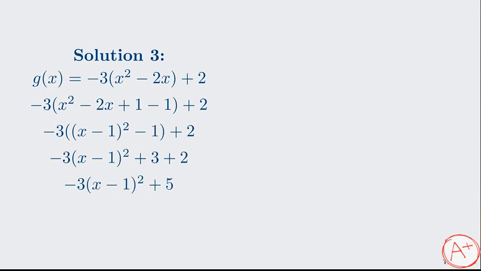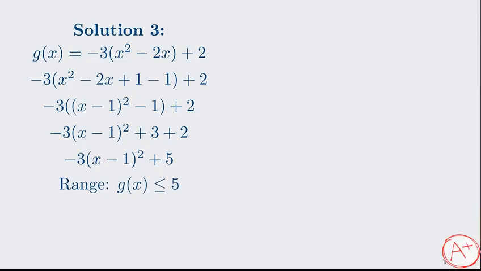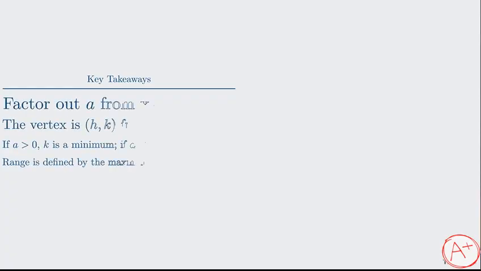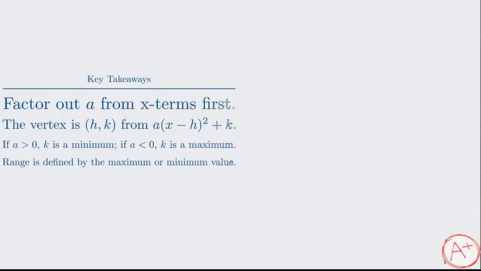resulting in negative 3 times x minus 1 squared plus 5. Since a is negative 3, the parabola opens downwards. The vertex at 1, 5 is a maximum. Therefore, the range is g of x is less than or equal to 5. To summarize today's lesson, always factor out the leading coefficient first. Remember that the vertex coordinates depend on the sign inside the bracket, and the range depends on the value of a.